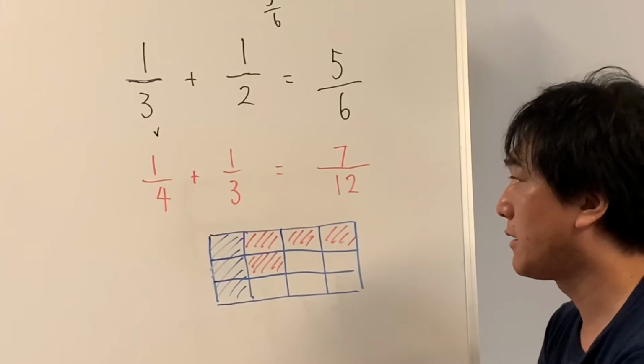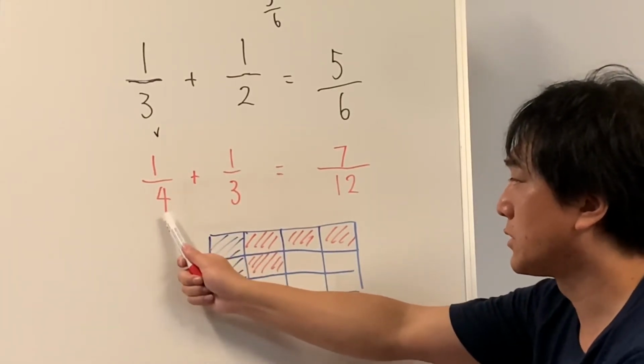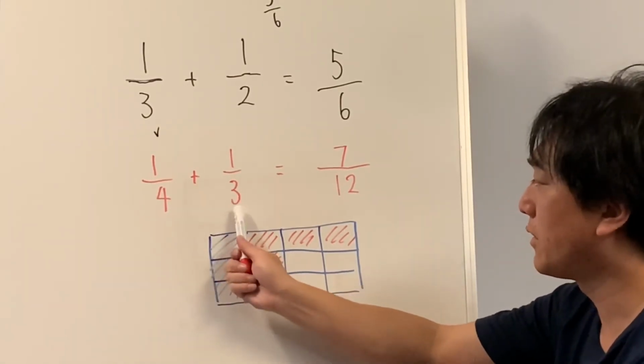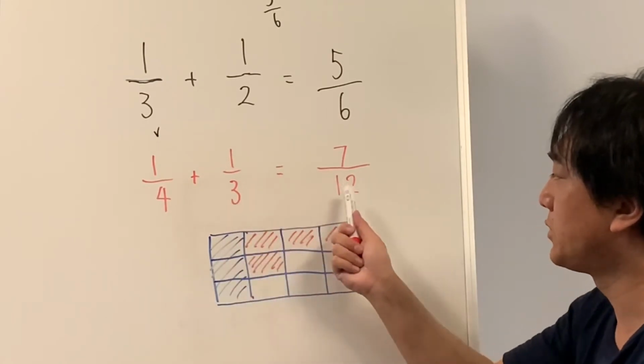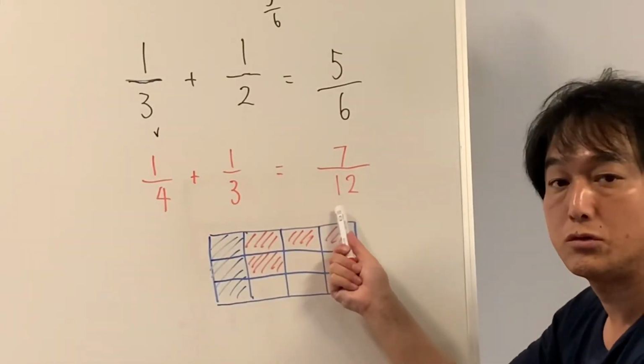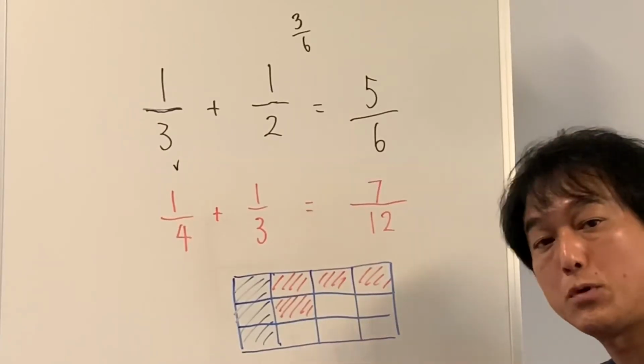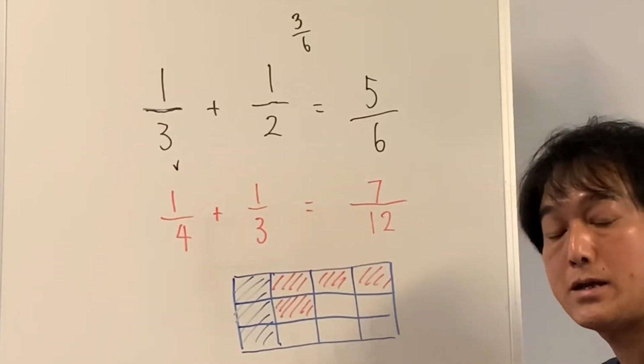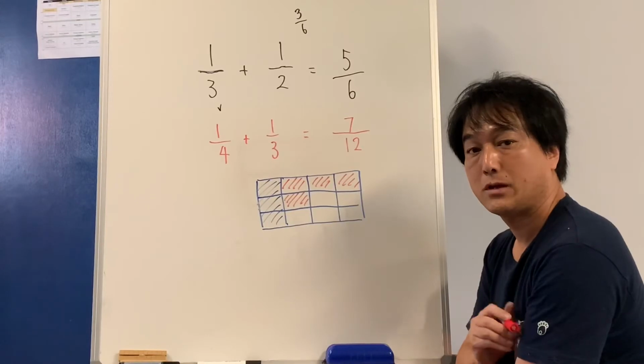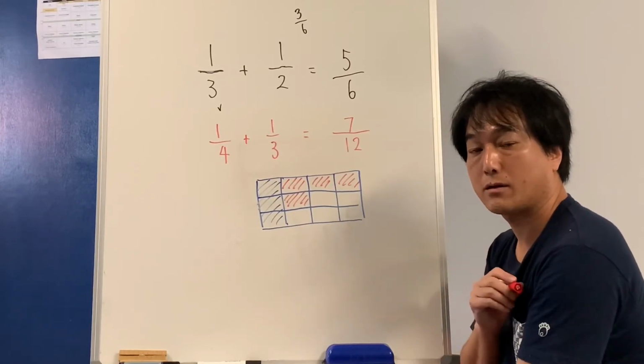If I add 1/4, which is fourths, and the thirds, the answer is going to be 12ths. Can you see a pattern here? If you can see a pattern, well, let's pause the video. Can you see a pattern here? Let's write, say, or think about it.